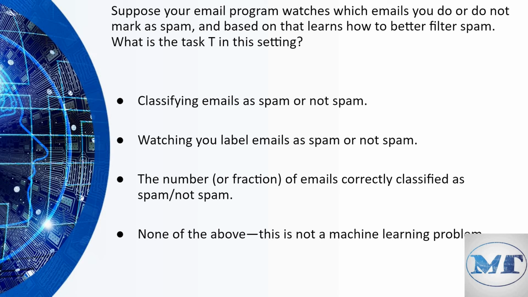Hopefully you got the right answer. Classifying emails is the task T. In fact, according to the definition, there is a task T, a performance measure P, and some experience E. Watching you label emails as spam or not spam would be the experience E. And the fraction of emails correctly classified might be the performance measure P. The system's performance on P will improve after some experience E, according to the definition.